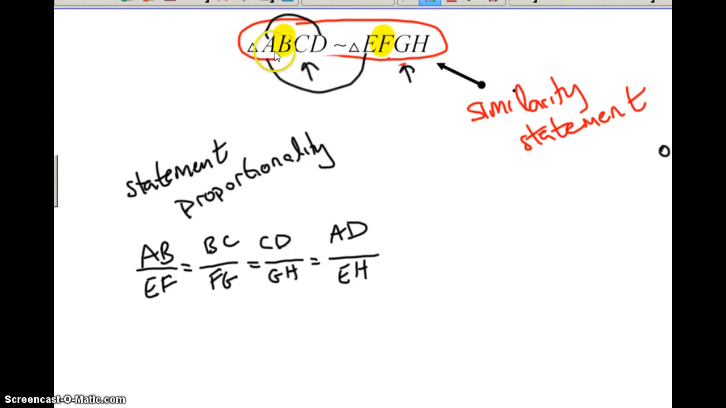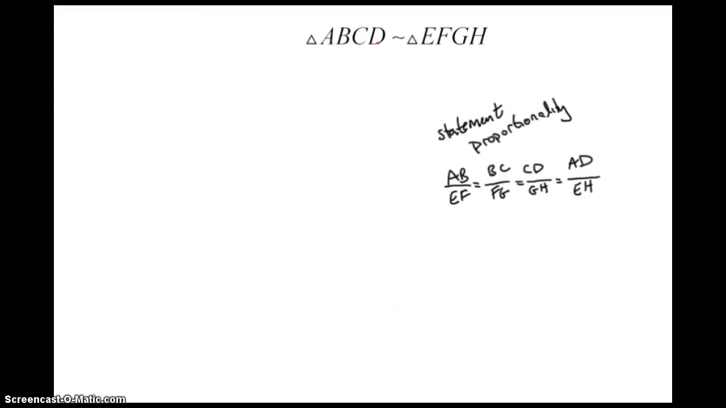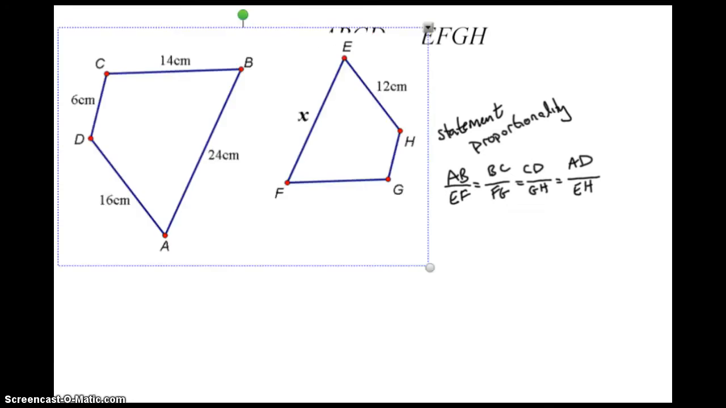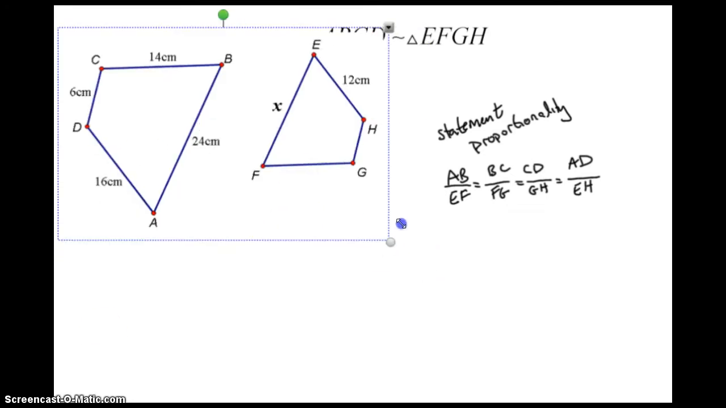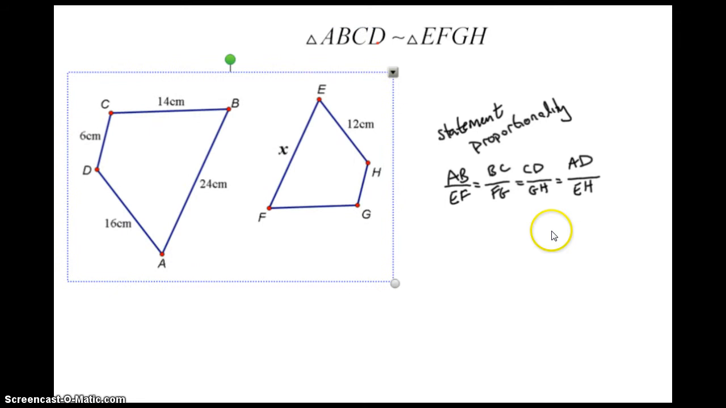If the top is the ABCD, then all along the top you should have the letters from the first quadrilateral, and at the bottom is the second quadrilateral. It should stay consistent, and all of the letters should be on the bottom. So you might be wondering how we're going to use a statement of proportionality. Let's say we had two similar figures, and you knew some information about those two figures, but some information was missing.